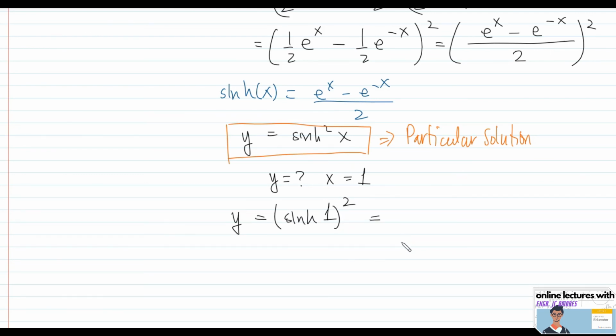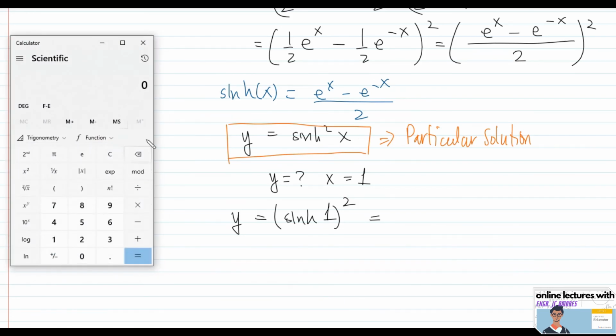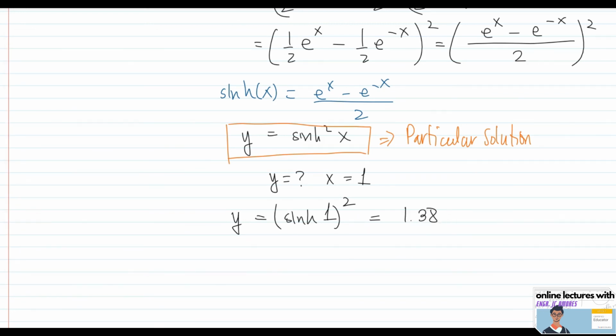Okay, and if we get our calculator, we have 1, then let's get the hyperbolic sine of that. Okay, 1.17, and square it. So that would be equal to 1.38. Okay, and that would be the final answer.